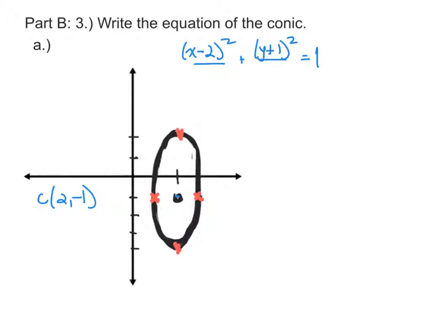So from the center in the x direction to get to the edge, we only take one step. So the denominator is going to be 1 squared, or 1. In the y direction, whether we go up or down, this is 3 units. So when we square that, we'll get 9, and the denominator is 9. Therefore, this is going to be the equation of this conic section.